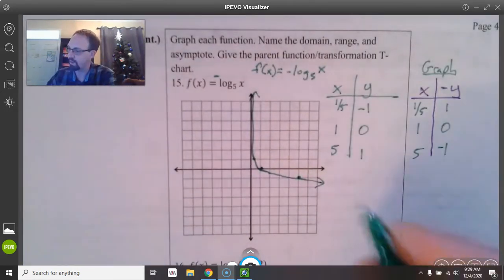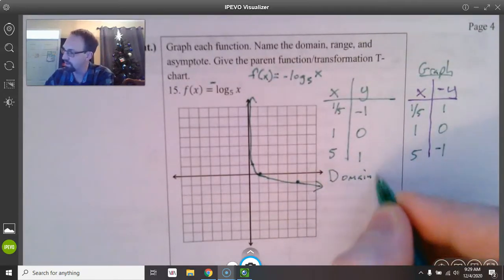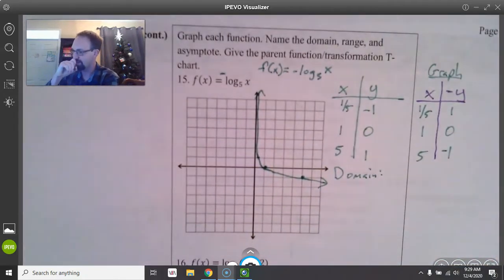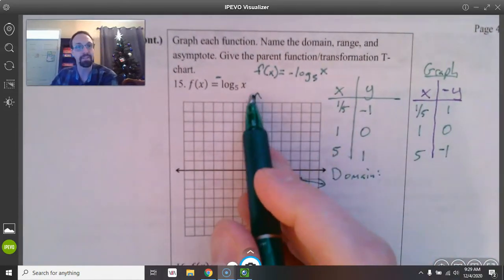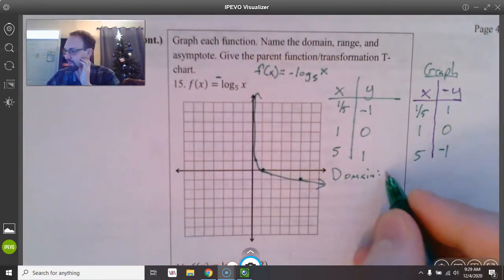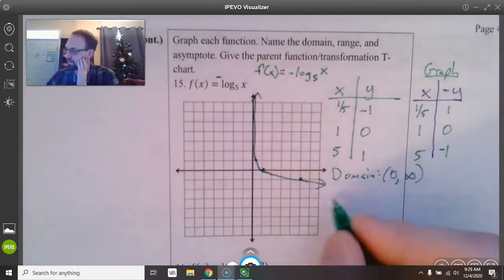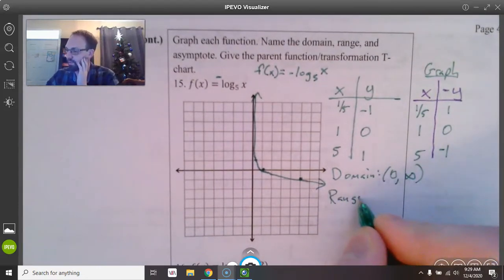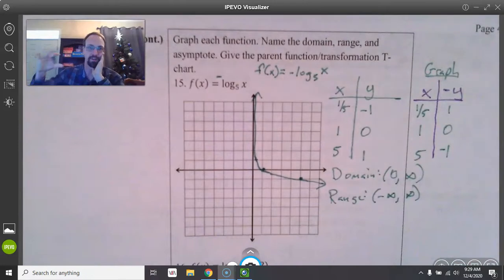And then it says name the domain and range. So one thing to note is that your domain in this can change if you had some sort of transformation of your x value. So if this is modified, your domain is going to be modified. It's not for this one, so it's still 0, not inclusive to infinity. Your range for these won't change. It's always going to be all real numbers.